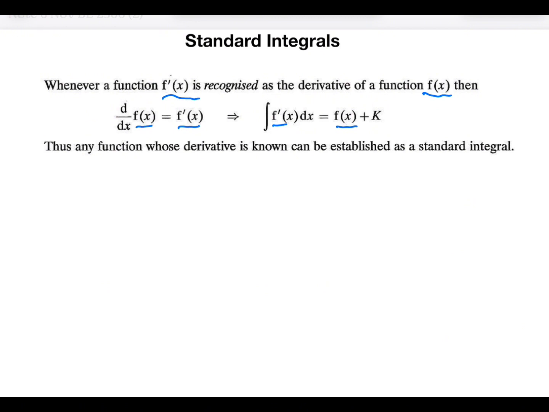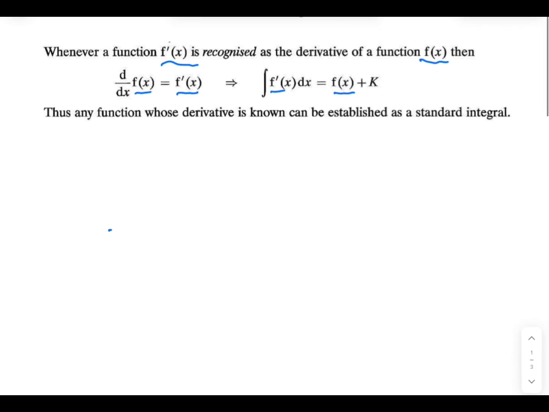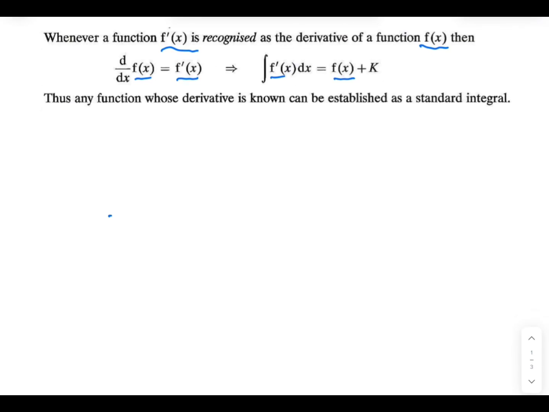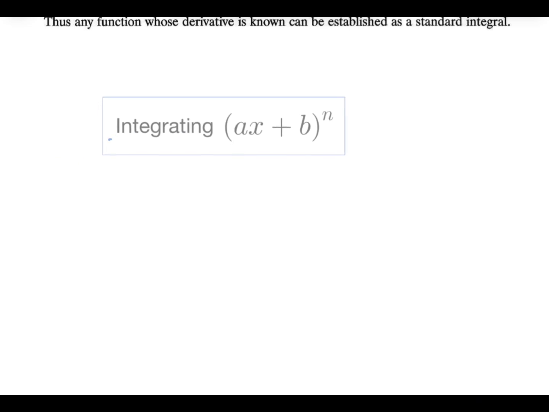And then we know that integration is a process that reverses differentiation, or is just the direct opposite of differentiation. So thus, any function whose derivative is known can be established as a standard integral. Now, let us put this into perspective.